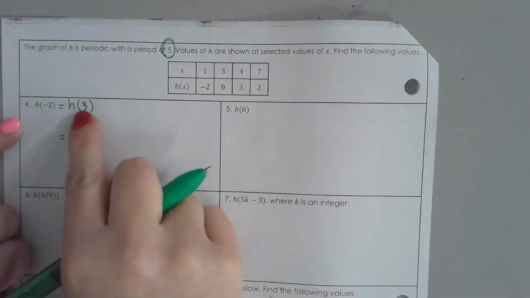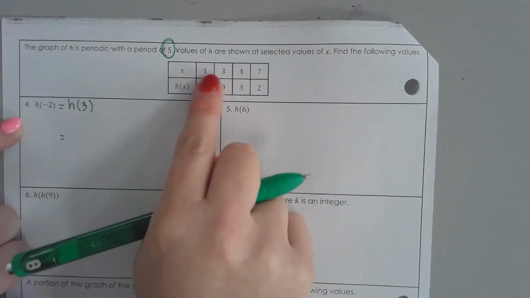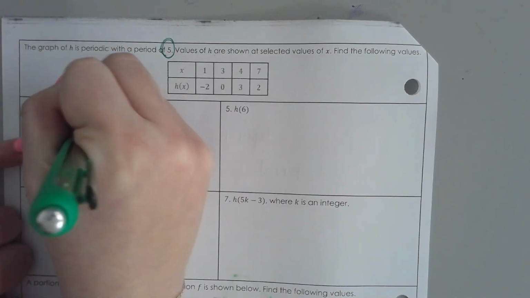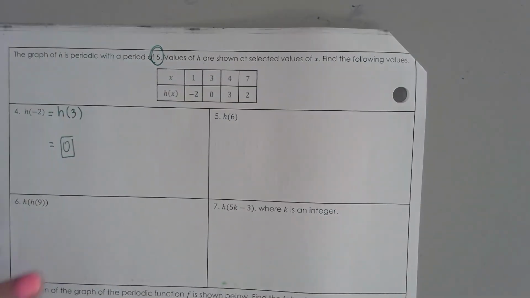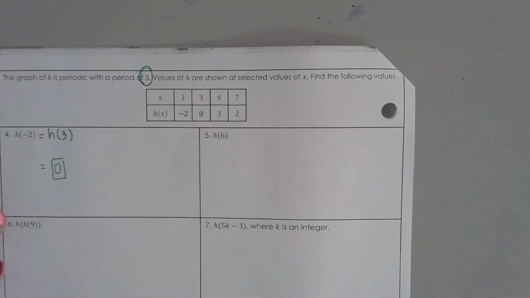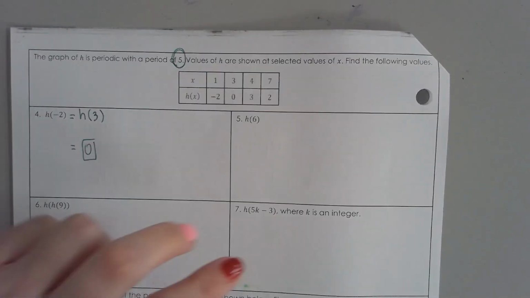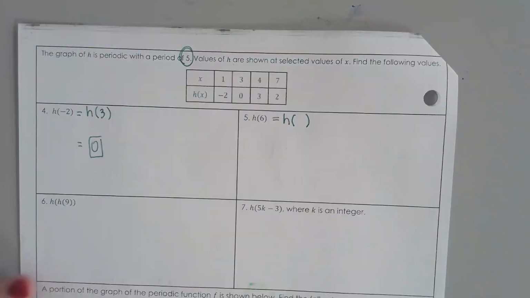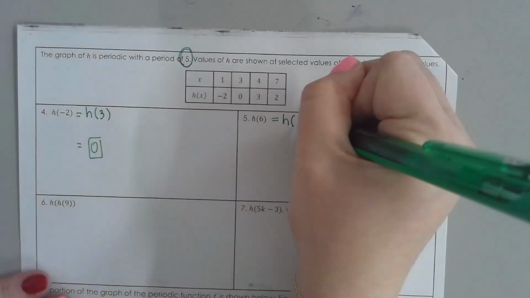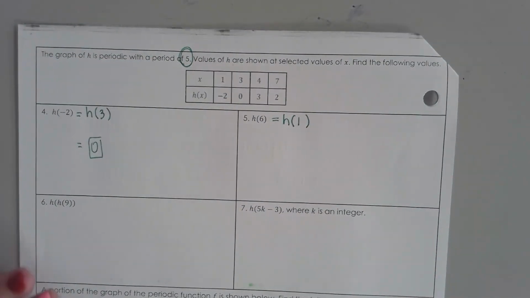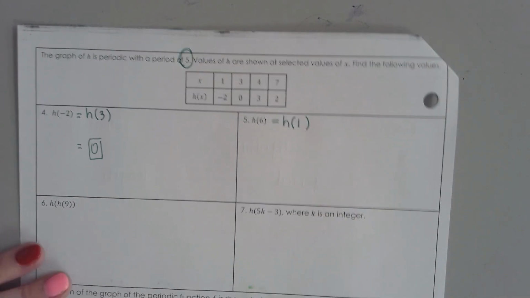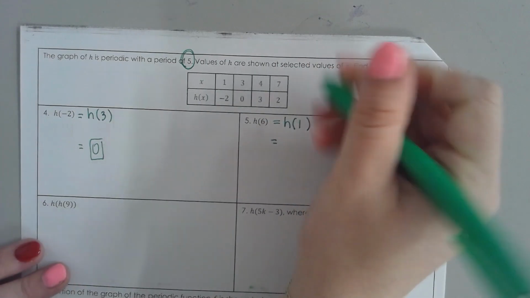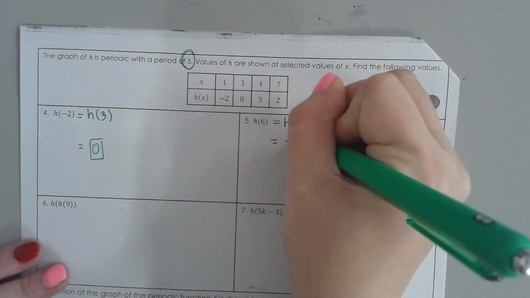The 3 is the x, so it's 0. 0 is right. The 3 is the x. H of 3 is 0. If it said H inverse of 3, then it would be 4. So H of 6 is the same thing as H of what? 1. Also H of 11, but I don't have an x value of 11, so that doesn't help me. So H of 6 is the same as H of 1, which is what? Negative 2.